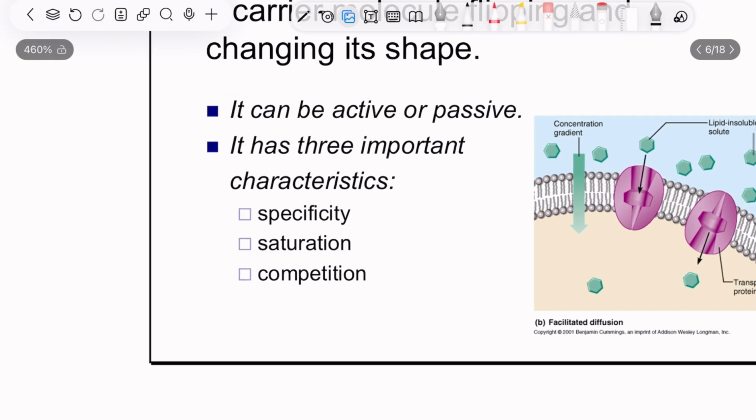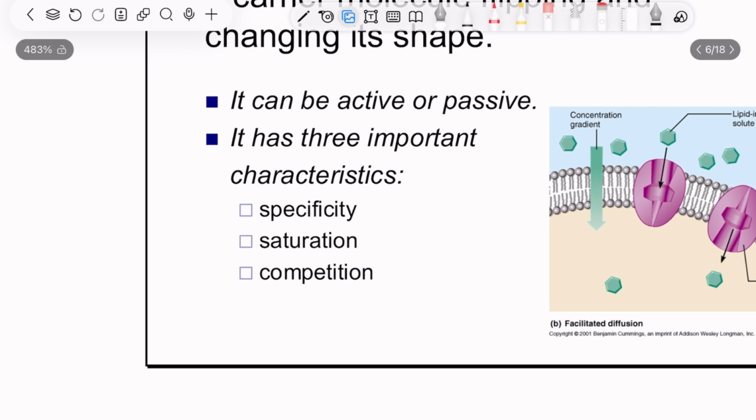It has three important characteristics. Specificity, which means that the carrier only helps certain molecules, like a key that fits only one lock. Saturation, in which there's a limit to how many molecules can be carried at one time. And competition, in which if two types of molecules can use the same carrier, they basically compete for it.